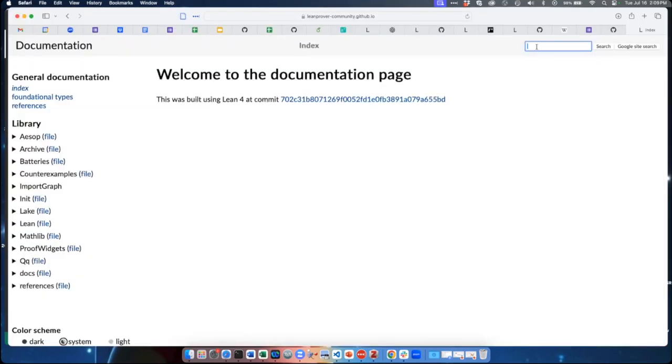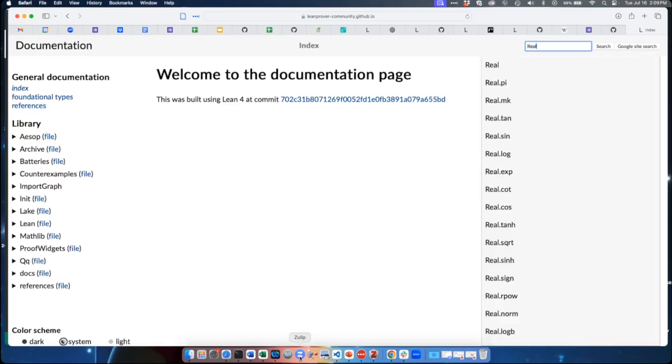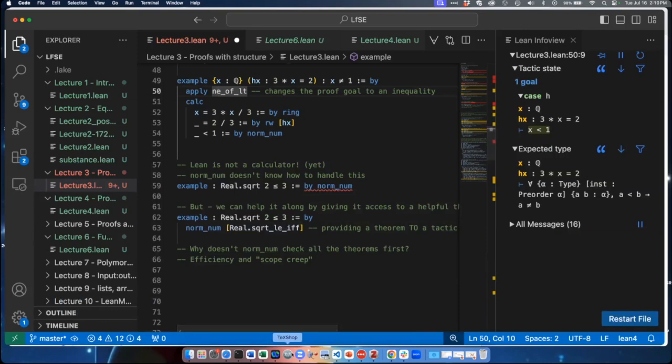Okay. But we found that one because we were trying to prove something. And so we tried Real.sqrt. And I've got a whole list of these. Which one? Well, there it is. Is that the one? Let me see. Oh, no, square root less than or equal, if and only if.